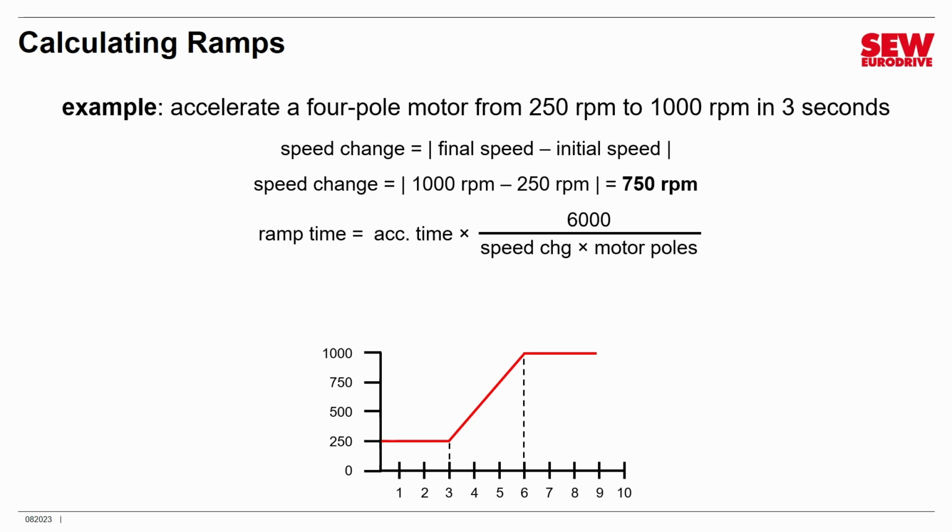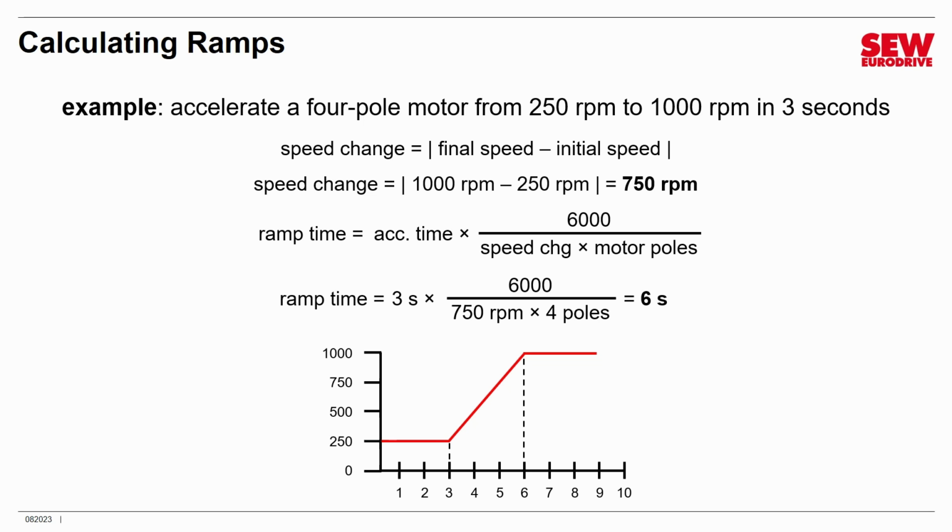All right, now we can use our equation here. So we're going to plug our values in. We'll go ahead and put an acceleration time of 3 seconds in there. We multiply that by 6,000 divided by the speed change, 750 RPM, times the number of motor poles, which is 4. We work all this out, and this gives us a ramp time of 6 seconds. So if we plug that into our MOVITRAC LTE-B+ in the correct parameter, and we accelerate it from 250 to 1000 RPM, it should take 3 seconds.